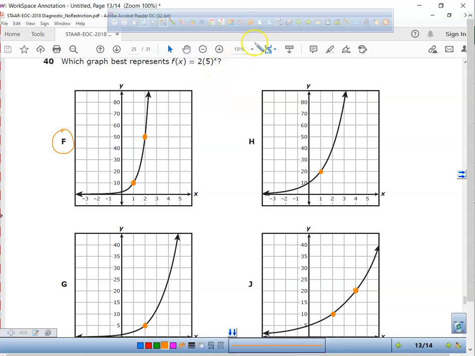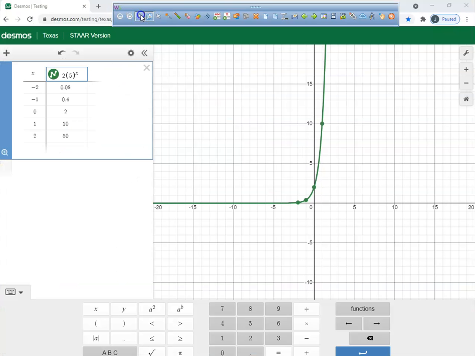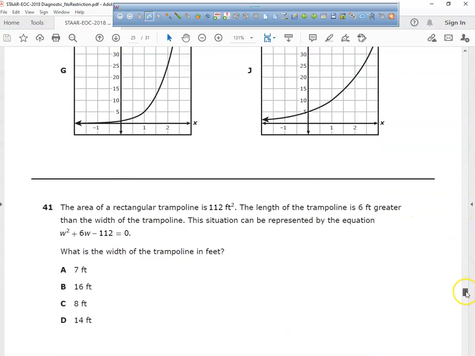All right. So your table, just make sure you put here on your paper. Make the table. We had a 1 and a 10 and a 2 and a 50, and that's how you match it. All we're doing is taking the numbers and plugging it in right there.